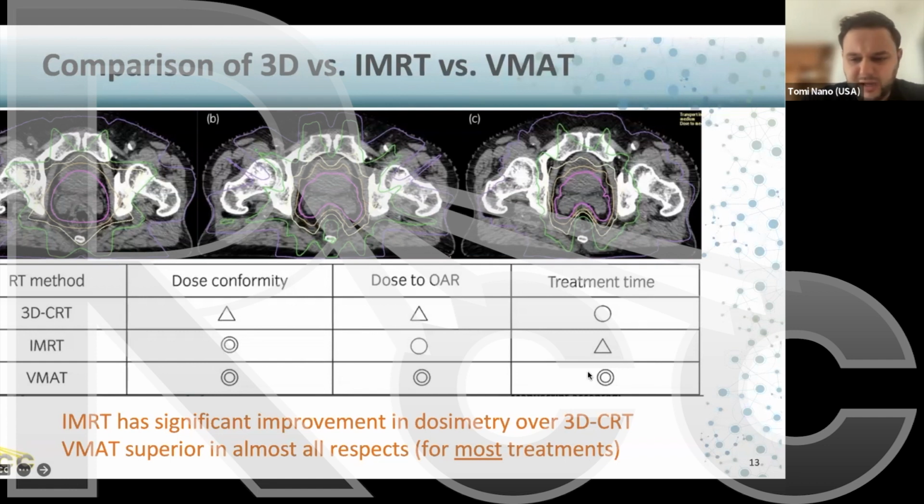So I don't want to say that treatment time is always improved with VMAT, because more complex treatments take longer, but there is a time improvement as opposed to IMRT with VMAT, because the gantry is always moving and you're not having to wait for the individual gantry position as it rotates. So for most of these metrics, IMRT and VMAT are superior, as you guys know.